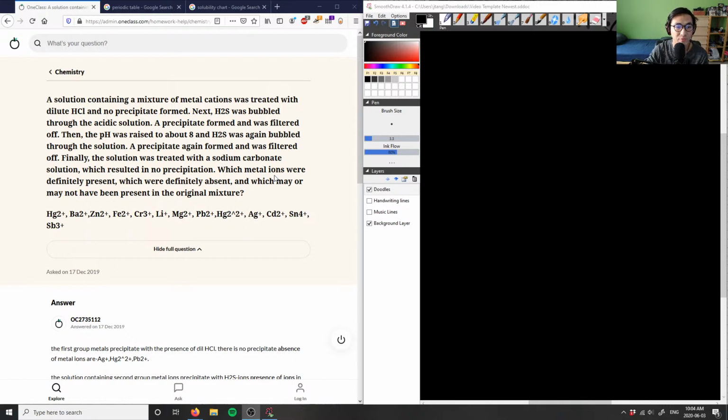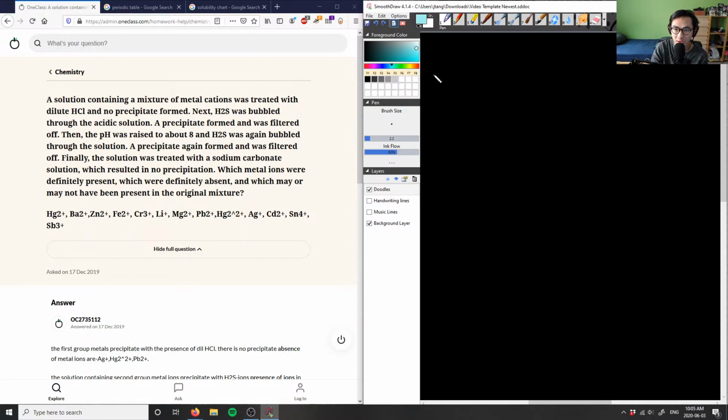Which metal ions were definitely present, which were definitely absent, and which may or may not have been present in the original mixture? So this problem is really asking you a couple of things. It's asking you to recognize your solubility chart. So if we have our first question here, let me make this a little smaller.